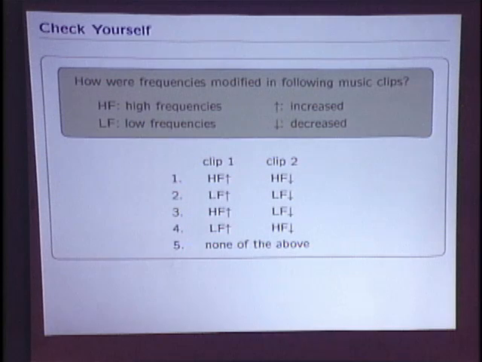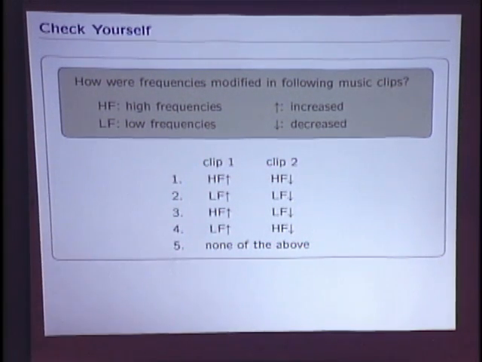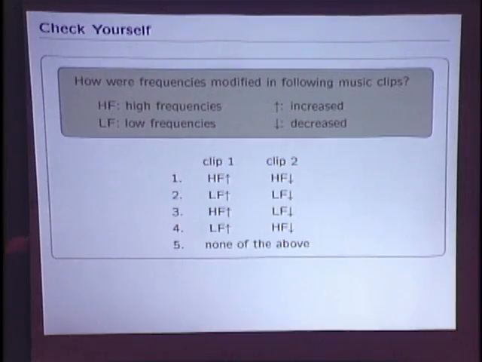So original, clip 1 and clip 2. And clip 1 and clip 2 will have some transformation applied to it. Either the high frequencies (HF) or the low frequencies (LF) will be increased (up arrow) or decreased (down arrow). Okay, is that clear?